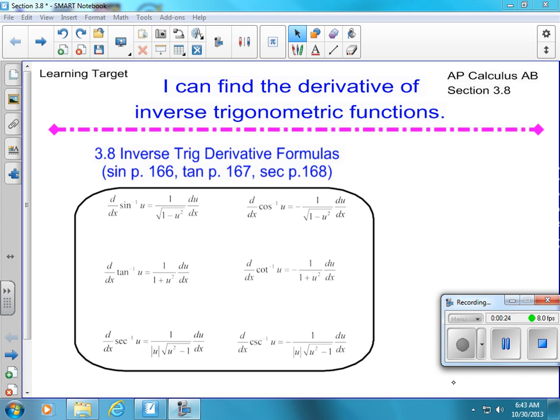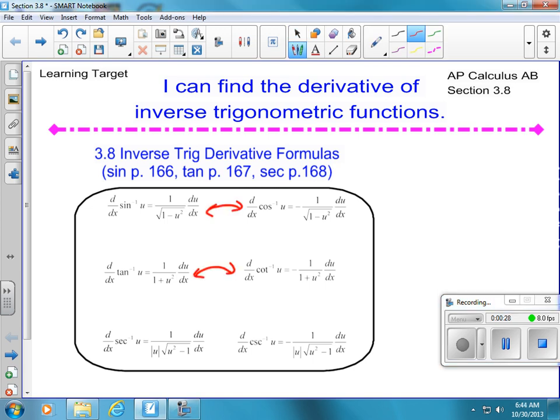Sine and cosine are negatives of each other. Tangent and cotangent are negatives of each other. And secant and cosecant are negatives of each other. So if you memorize 3 formulas, you can memorize the other 3. So it's not as bad as it looks.